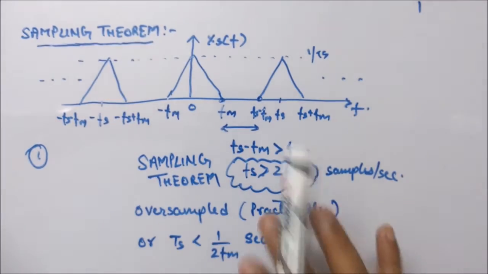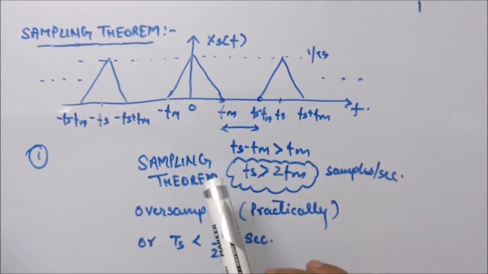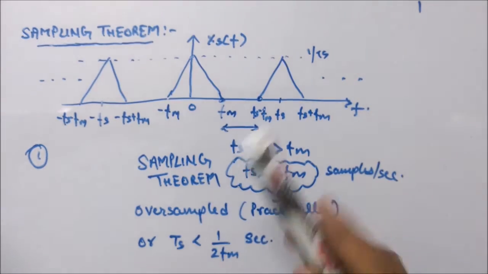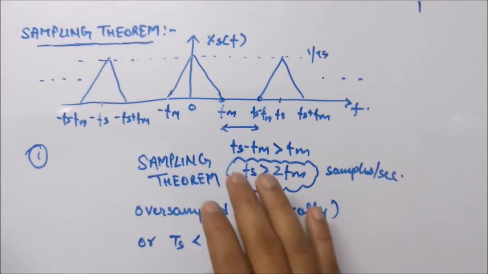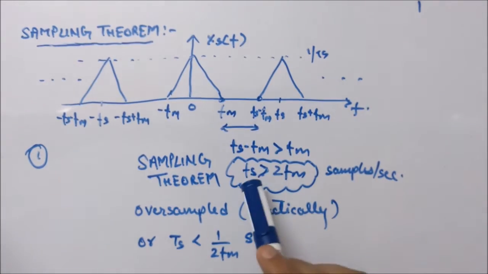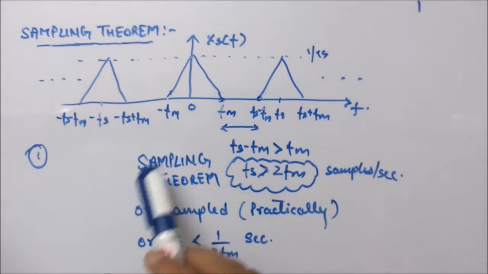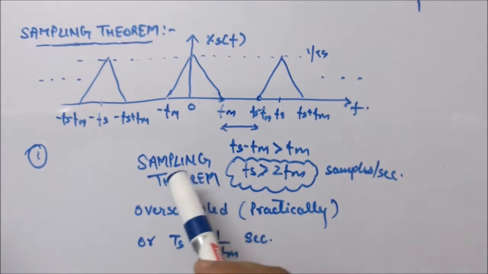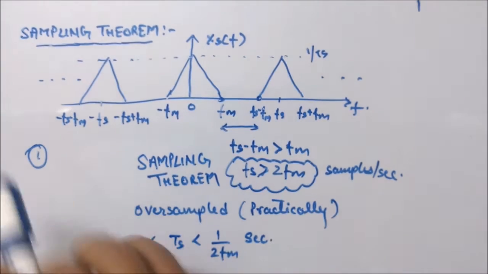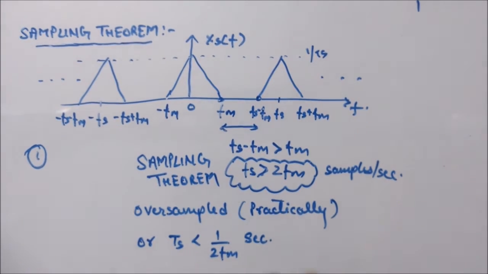I will go through each case and finally summarize what I am trying to say. For right now, you just have to see that this point is greater than this fM. So we got the condition fs is greater than 2fM, which was the same as what we saw in the sampling theorem, and this case is called oversampled, and it is practically possible. This is what I wanted to mention here. Now I will move on to the second case.